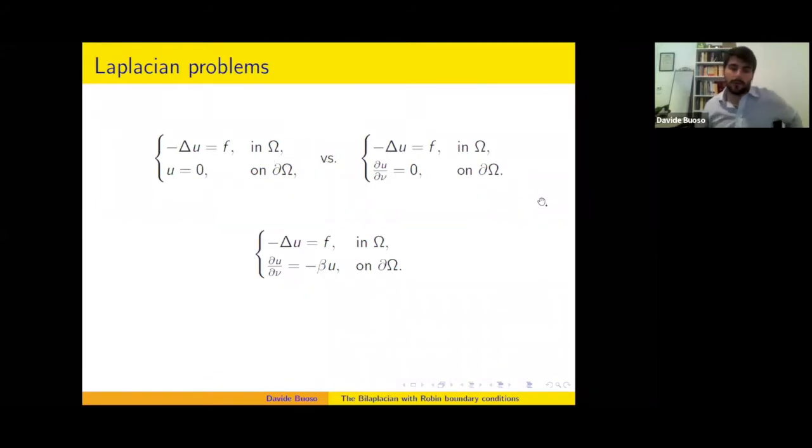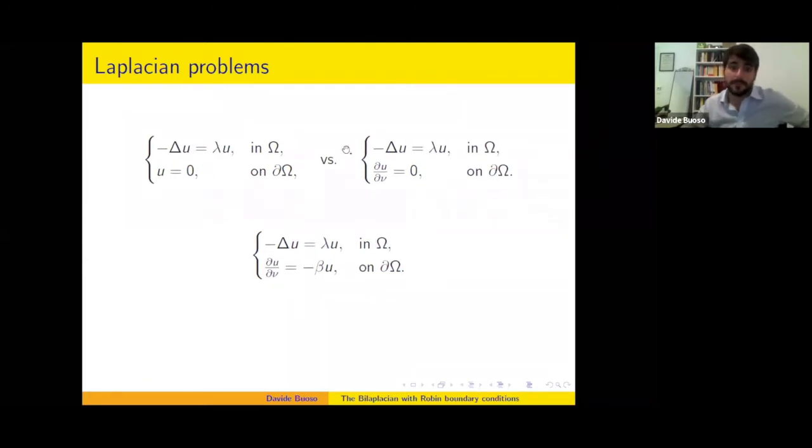Since in this talk we will mainly consider eigenvalues, let me restate all these problems in the eigenvalue form. You see that the problems are the same. You just replace f by lambda u, and in this case, lambda is the frequency of the membrane. So in this case, the membrane is still framed. In the Neumann case, the membrane is still free, while in the Robin case, the membrane is elastically supported.